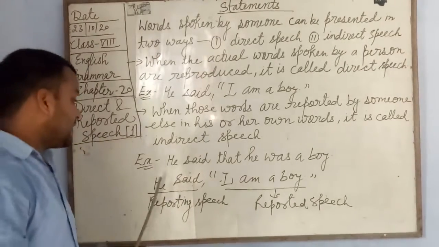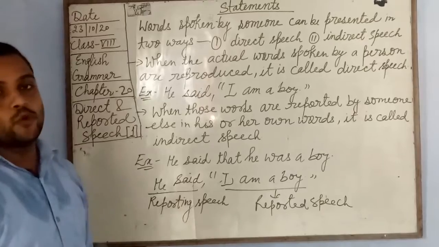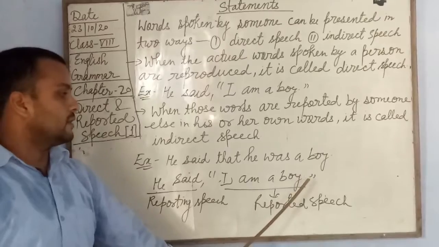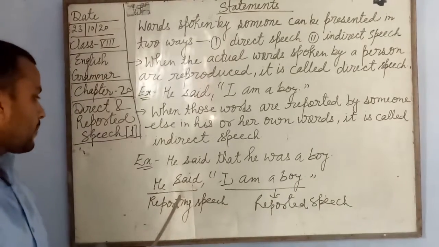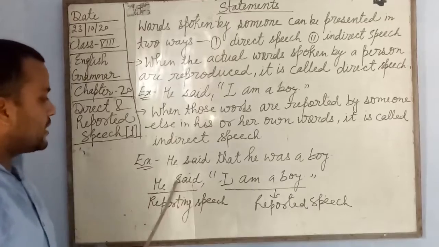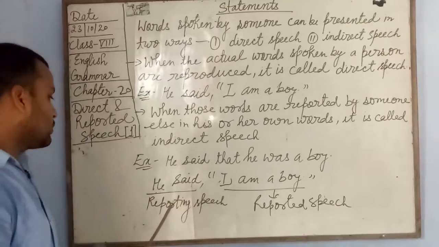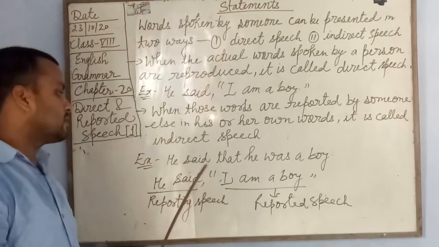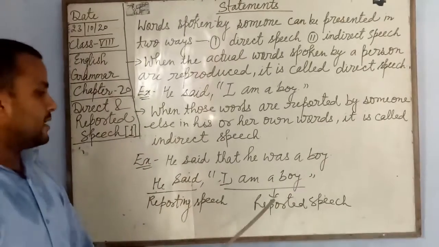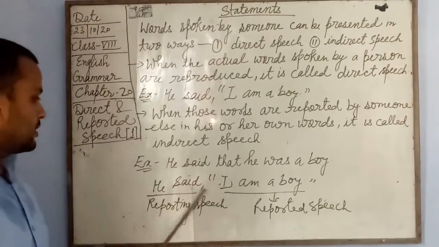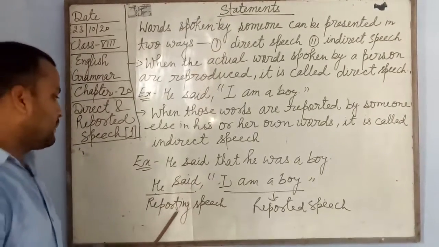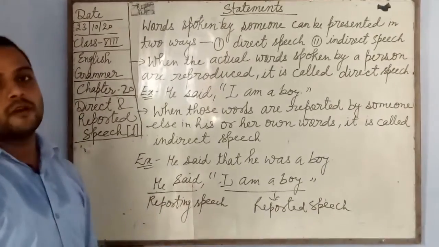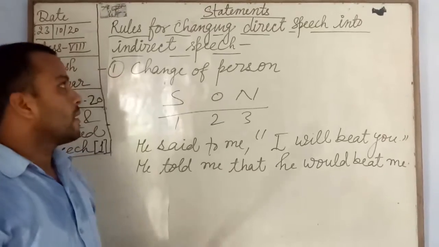Okay. One thing more. A direct speech has two parts. He said, comma, inverted comma, I am a boy, full stop, inverted comma, closed. The part which is not within the inverted comma is known as reporting speech, and the portion which is within the inverted comma is known as reported speech. This portion is called reporting speech and this one is reported speech. Always keep this thing in your mind.